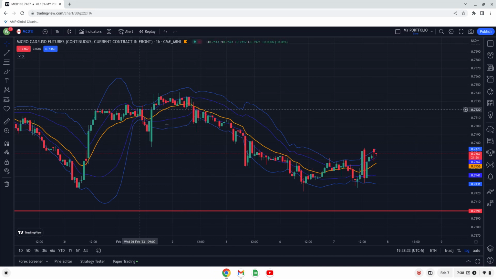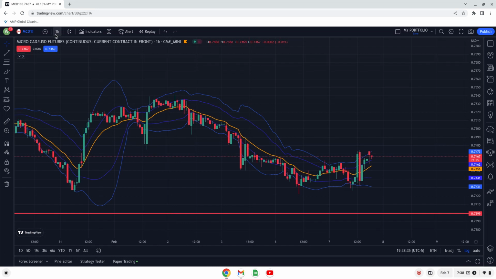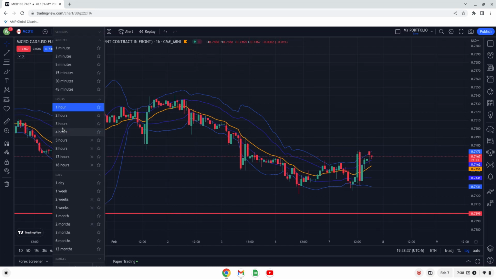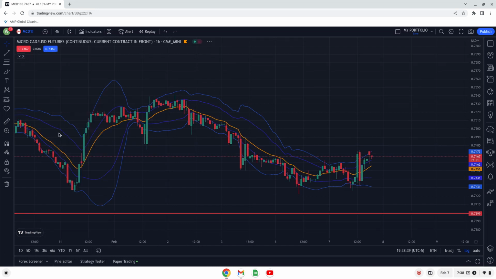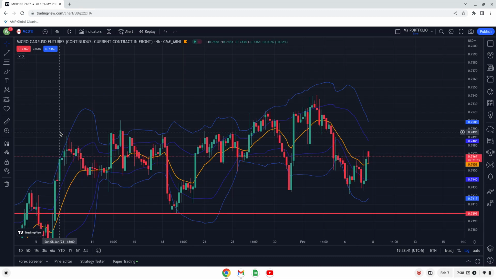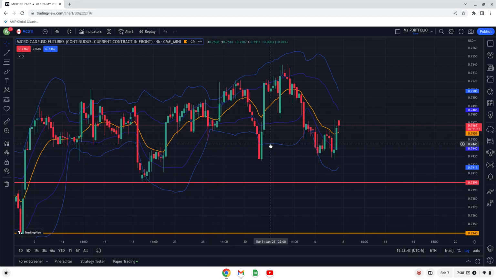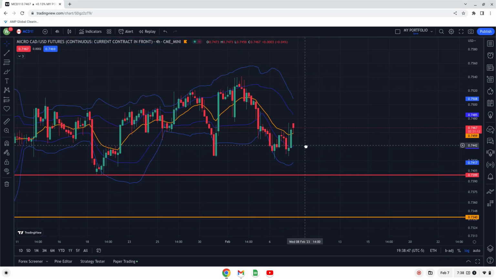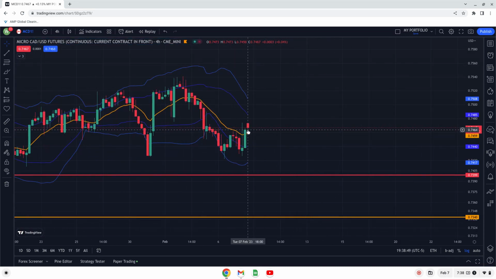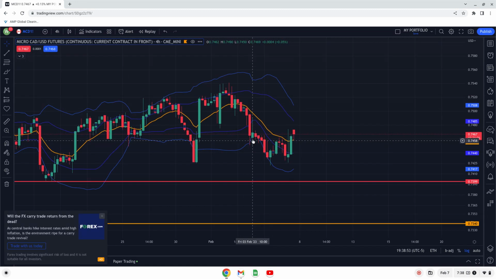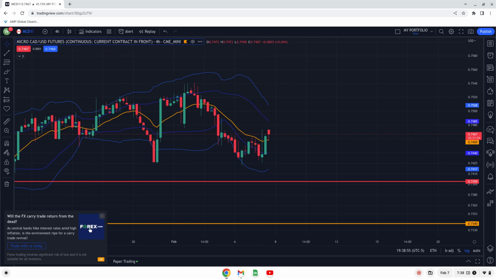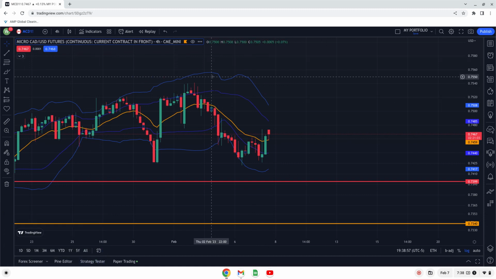Right now, this is a 1 hour chart. So I'm going to change it to a 4 hour chart so we can see things from a longer perspective, a longer time frame. So now we're on the 4 hour chart. Same chart. We just went from 1 hour to 4 hours. That means each candlestick represents 4 hours. And now that we're on the 4 hour chart, let's go over the blue lines.